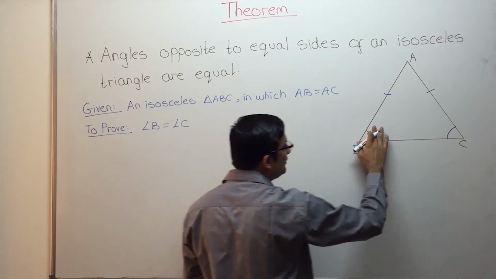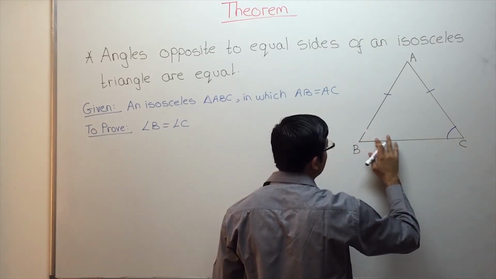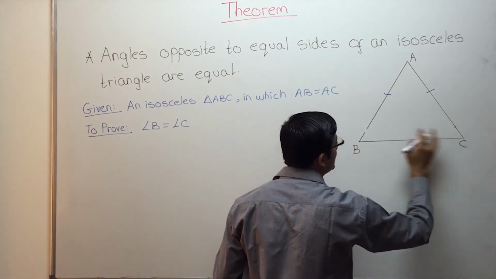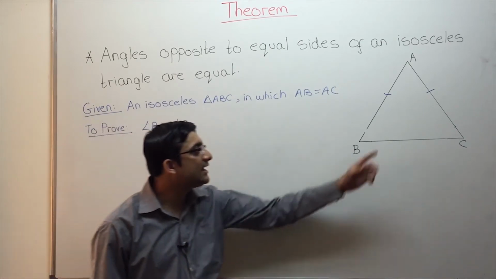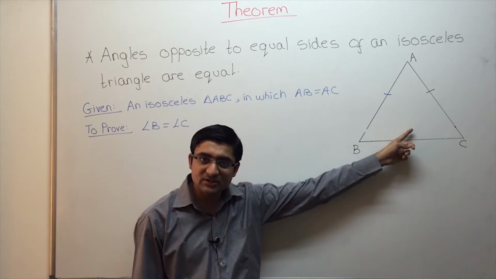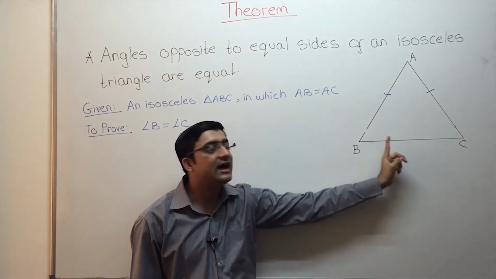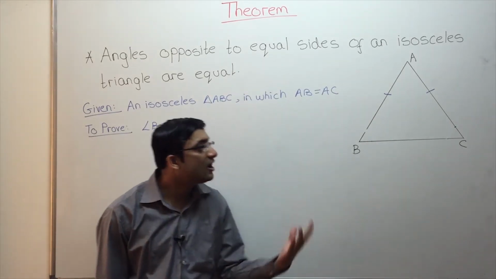So I'll just rub this off. So we have to prove that angle B is equal to angle C. So I repeat, what is given to us? An isosceles triangle in which AB is equal to AC. What do we have to prove? Angle B is equal to angle C. Now how do we prove this?